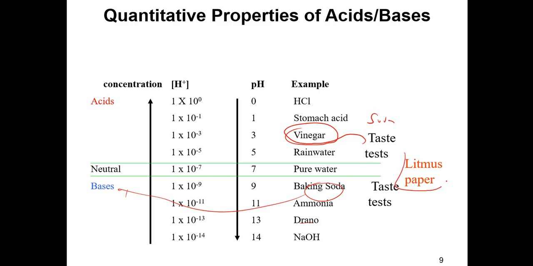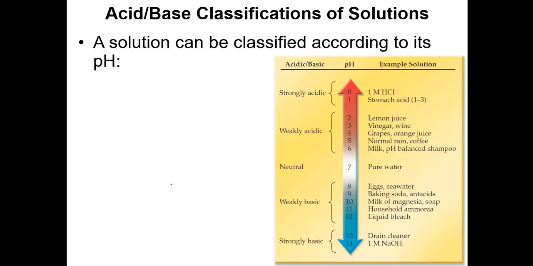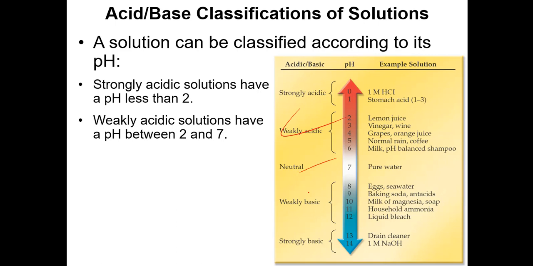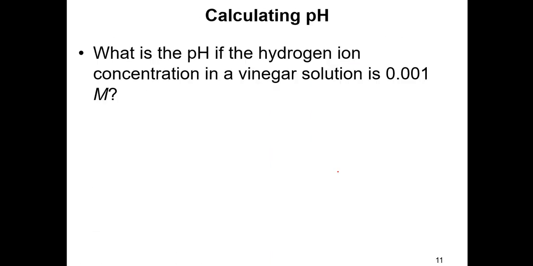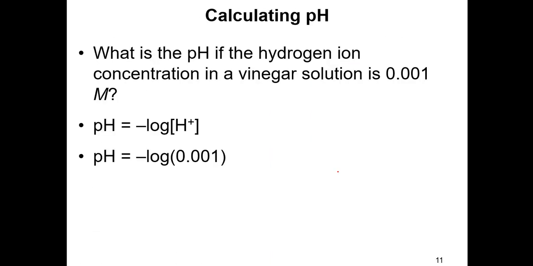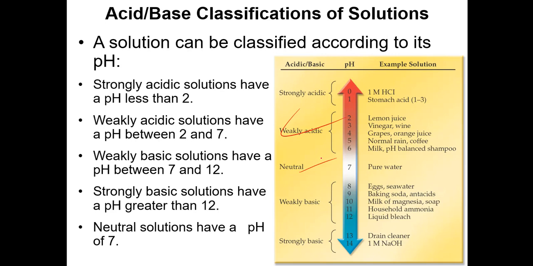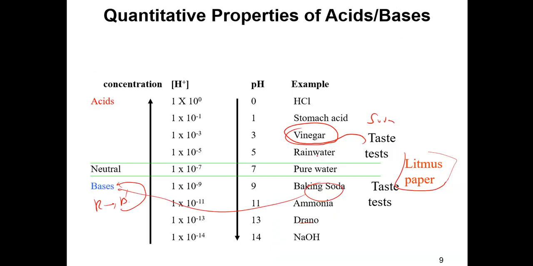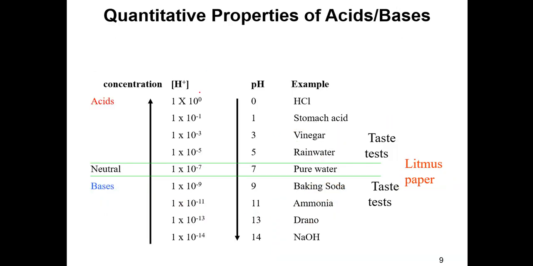You can also use another type of qualitative test, such as litmus paper. For example, red litmus paper that turns blue is going to be a basic solution. So here are more examples. You can go through those. Now let's get into the pH value. Now, there are some shortcuts. I want to teach you the first shortcut. Here's the first shortcut right here.